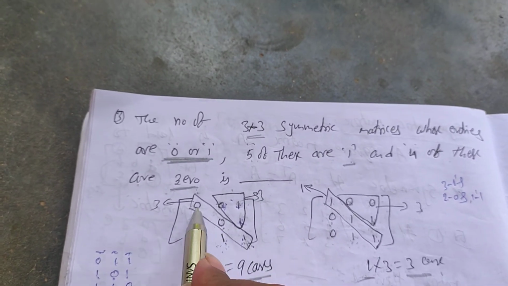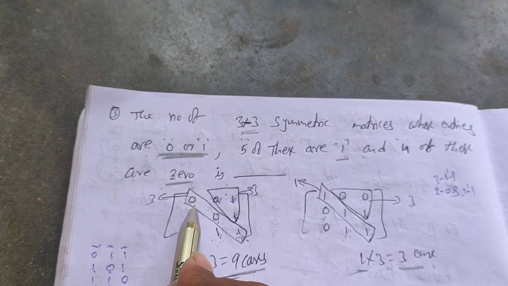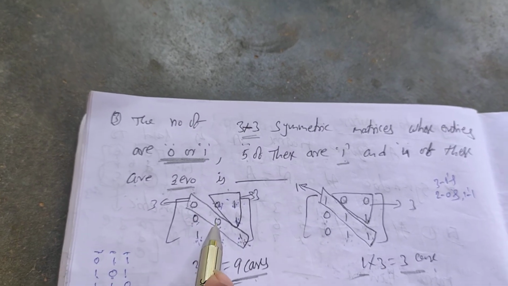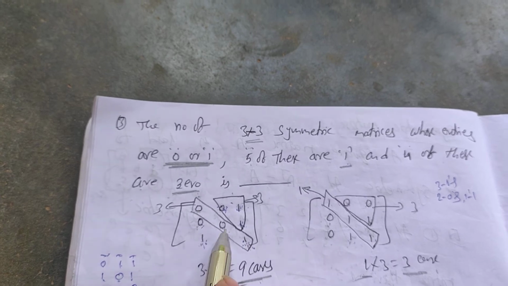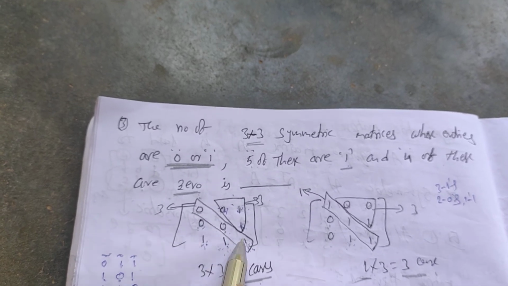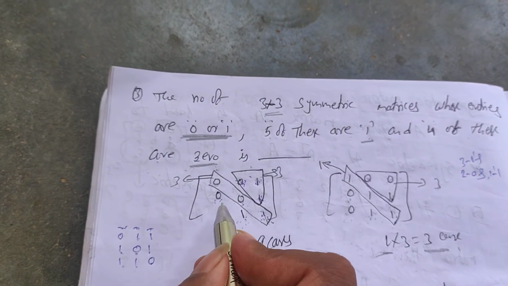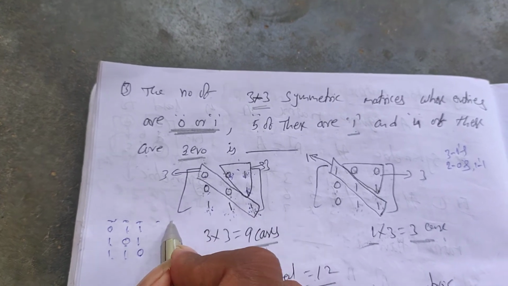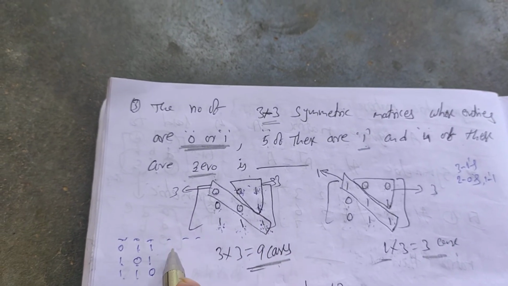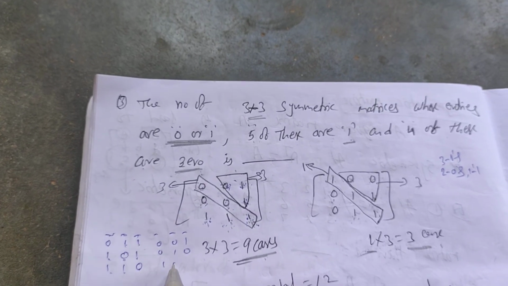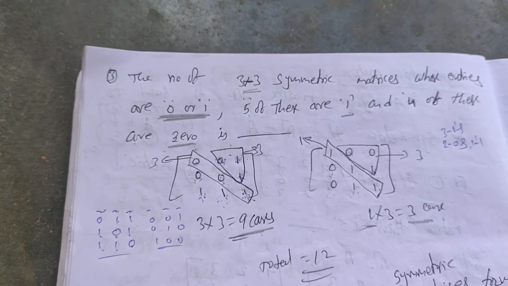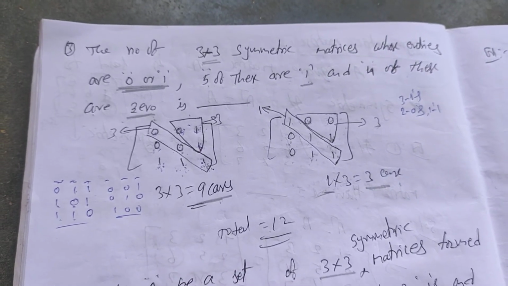Now come to this one. How many ways can we fill with these two zeros and one 1? You may fill one here and two zeros here, or one here and two zeros there. So how many possibilities? 0 0 1, 0 1 0, 1 0 0. So here also there are three possibilities.